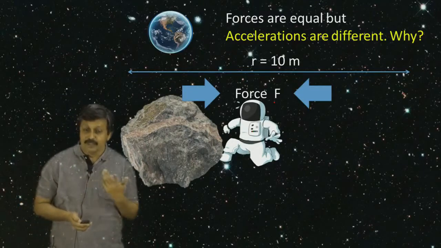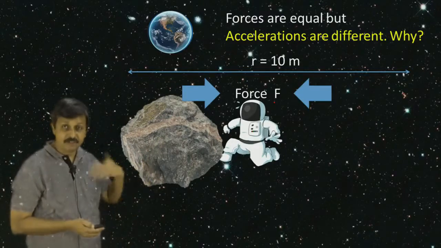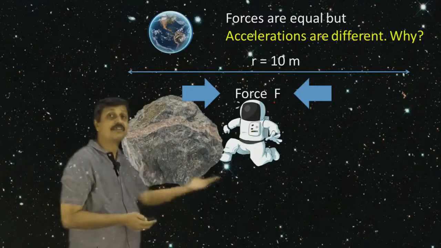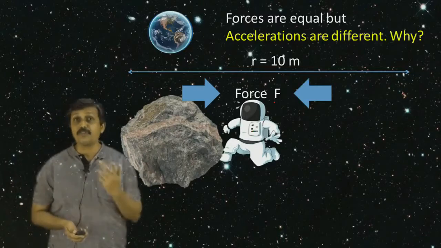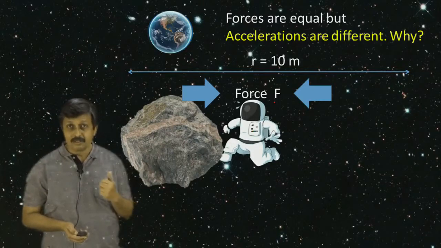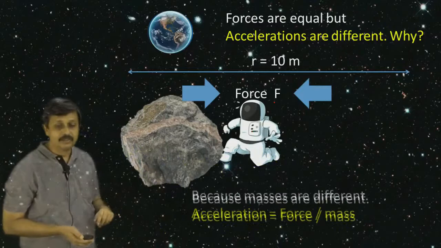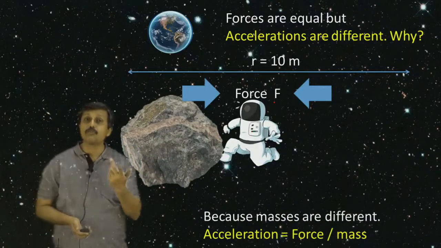So forces are equal, but accelerations on each of them are different. Since the force is making the speed increase, we call it acceleration. The acceleration on each of them will be different. Why so? It is because of another law of Newton, which said that acceleration is equal to force by mass.